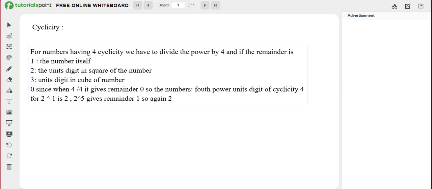So I will give you a few questions. Do these questions, find the remainder, find the units digit and tell me in the comments.